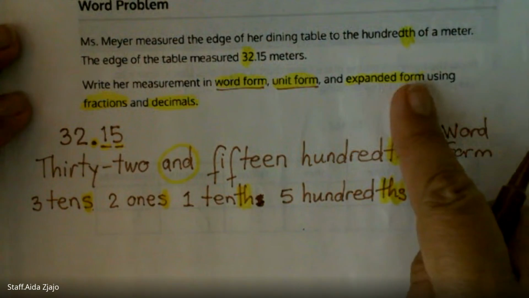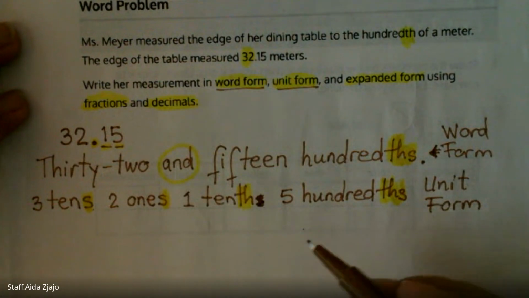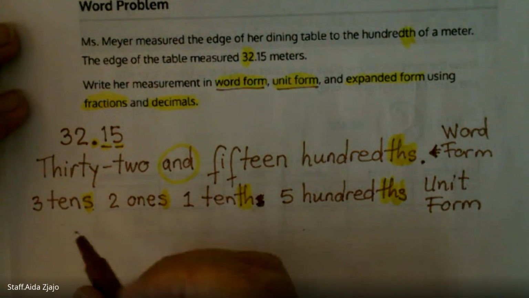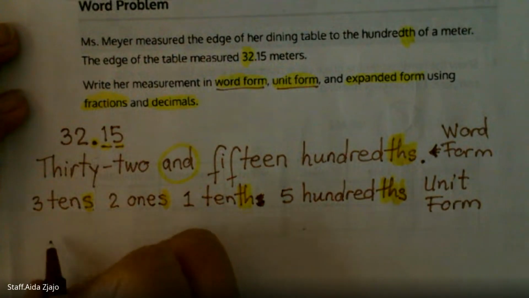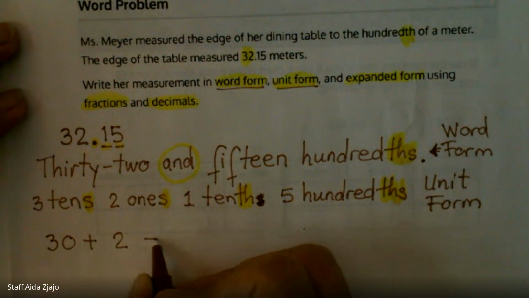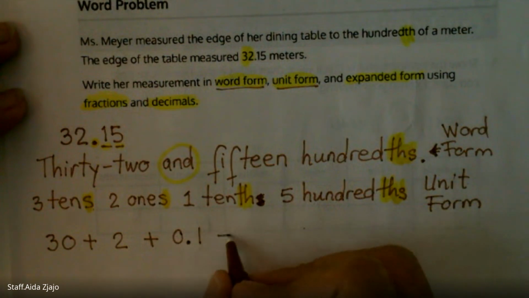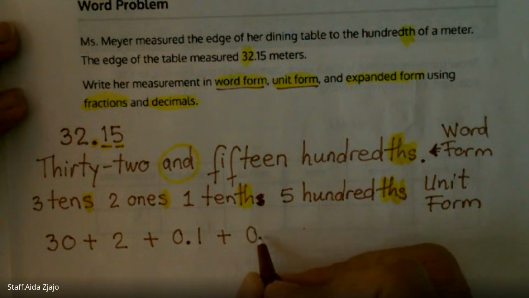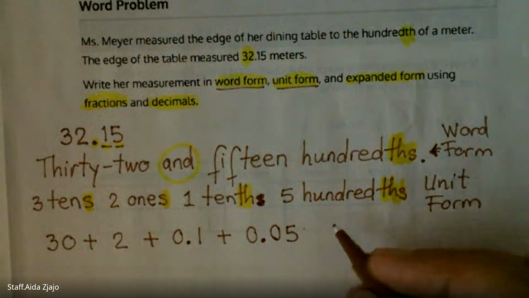Expanded form using fractions and decimals. Expanded form is when we show the value of each place value. So we can see this as 30 plus 2 plus 0.1 plus 0.05. That's one way to see expanded form.